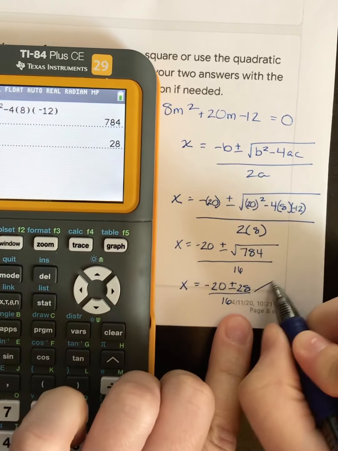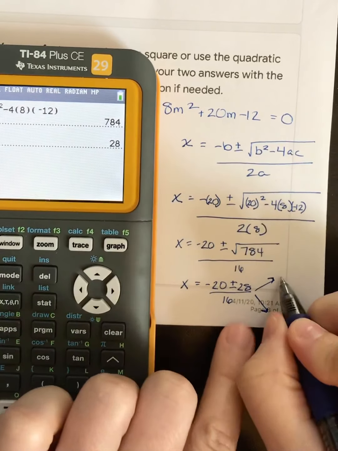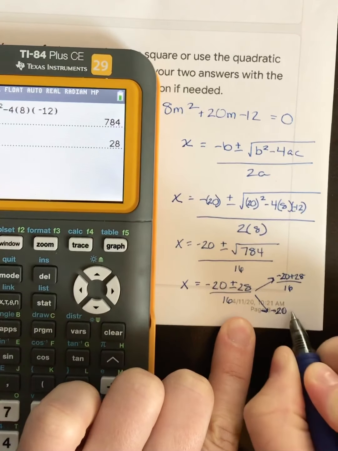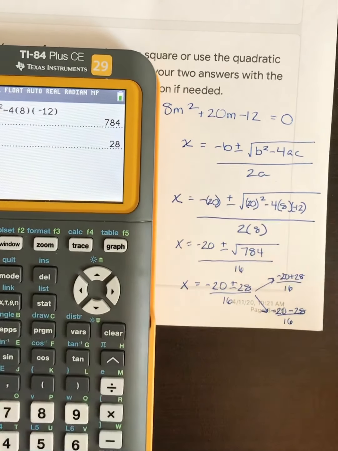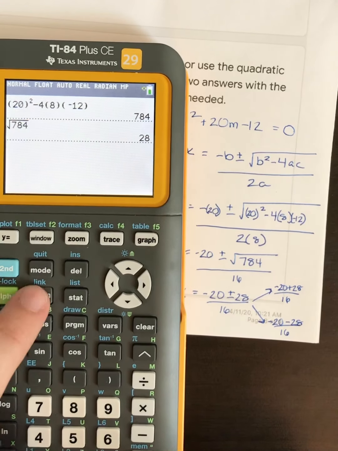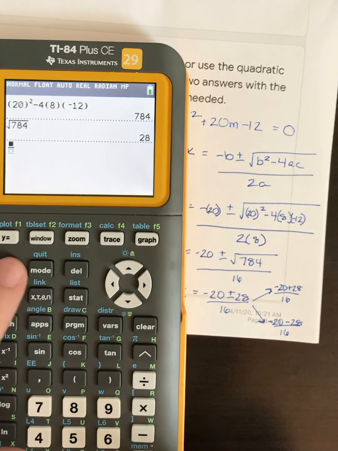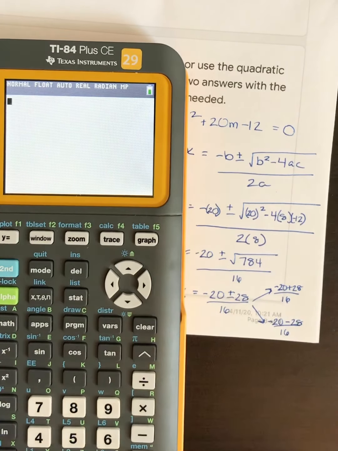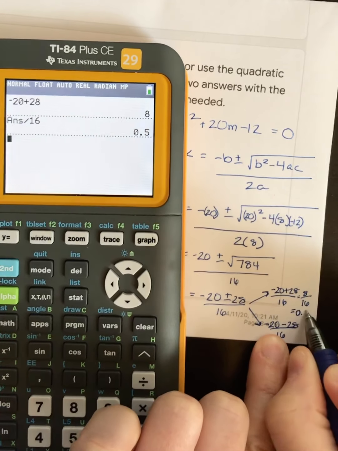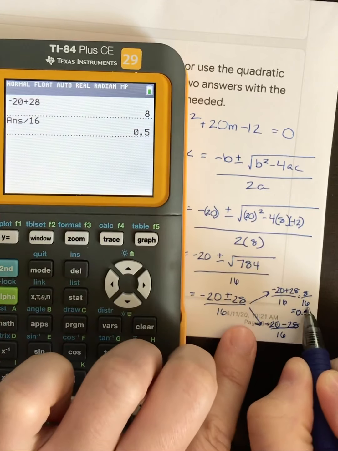Now I'm going to separate this into two equations. I have negative 20 plus 28 divided by 16, and I have negative 20 minus 28 divided by 16. I'm just going to do those two things on my calculator. Let me show you how to do it step by step. First I would do negative 20 plus 28, which is 8. So this is 8 over 16, or 8 divided by 16, which is 0.5. So this is 0.5, or you could write it as 1/2. So that's one of my answers.